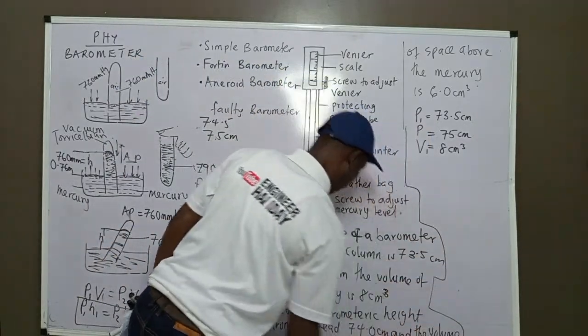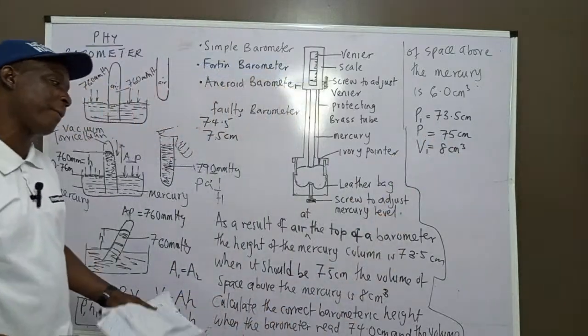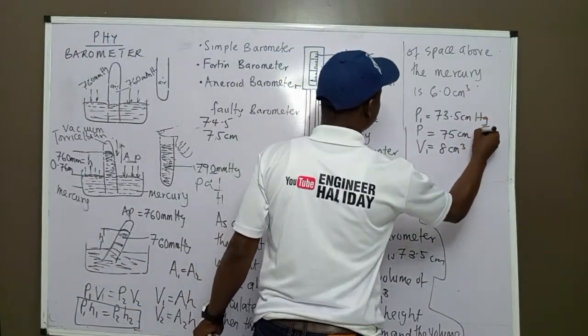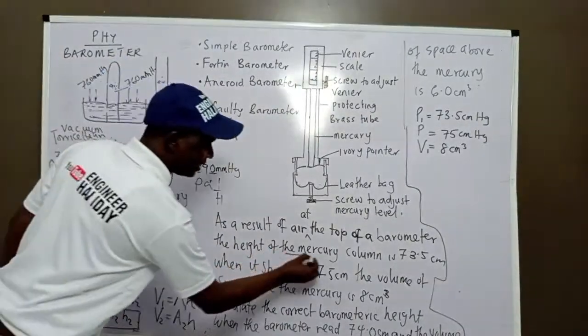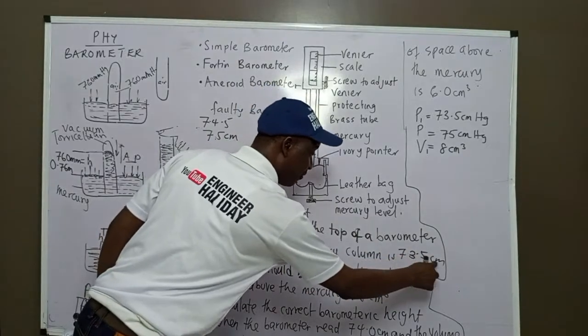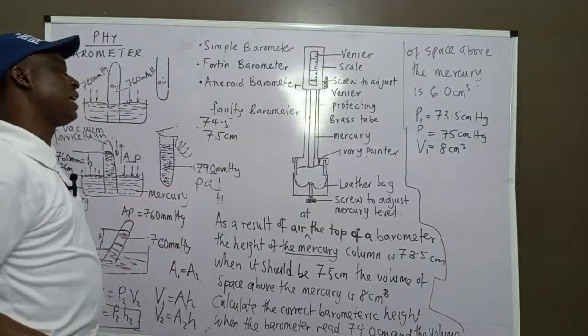The normal pressure should be 75. I'm using centimeter and calling it normal pressure because somebody else can say, Mr., what about if I put mercury? Yes, you are correct. You can put it like that, because it's mercury that is filling that. The height is supposed to be 75 centimeter of mercury. So you can still leave it that way.